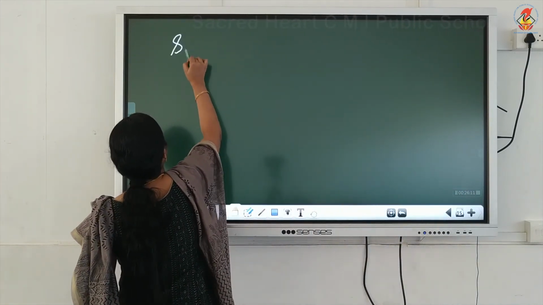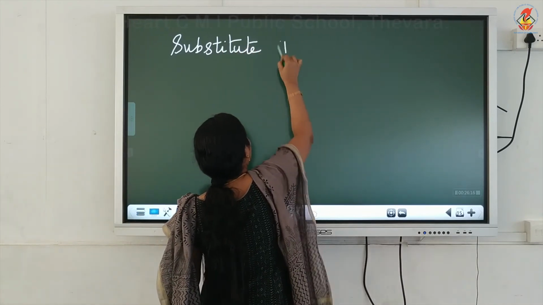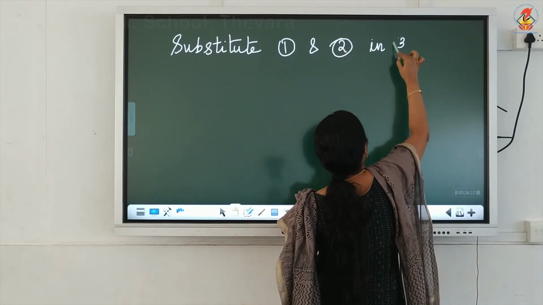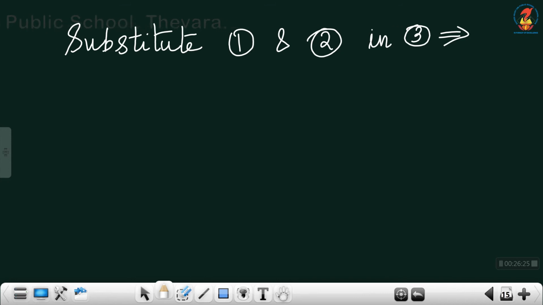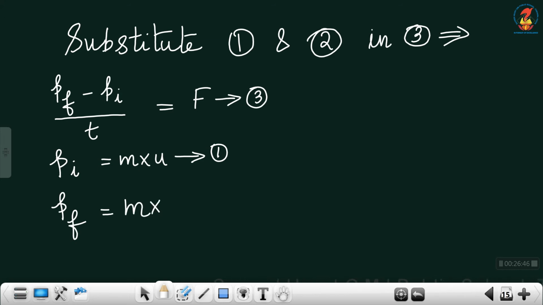Now, substitute equation 1 and equation 2 in equation 3. That is, equation 3 is (Pf minus Pi) by T is equal to F. Equation number 1 is Pi is m into u. Pf is equal to m into v is equation number 2.